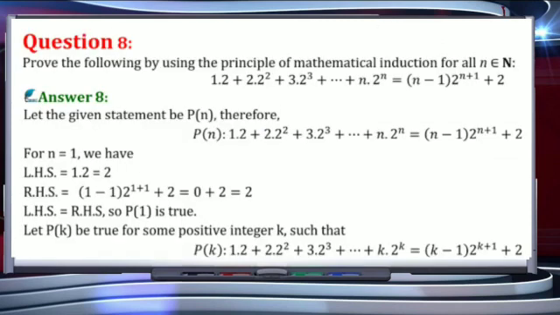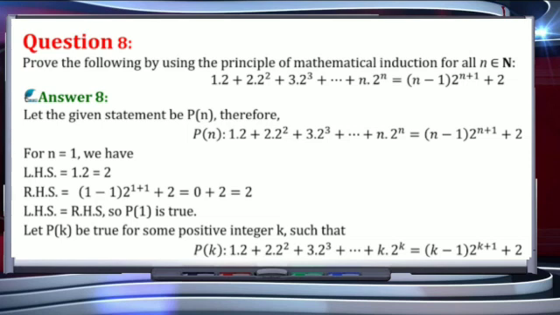Next, question number 8: prove the following by using the principle of mathematical induction for all n belonging to the natural numbers. The sequence is given by 1.2 + 2.2² + 3.2³ and so on up to n.2ⁿ, which is equivalent to (n − 1)·2^(n+1) + 2.